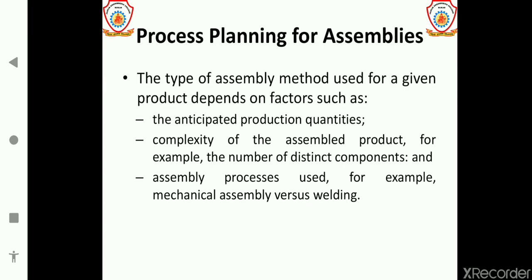The type of assembly method used for a given product depends on factors like anticipated production quantity, complexity of the assembly of the product, and the assembly process used.